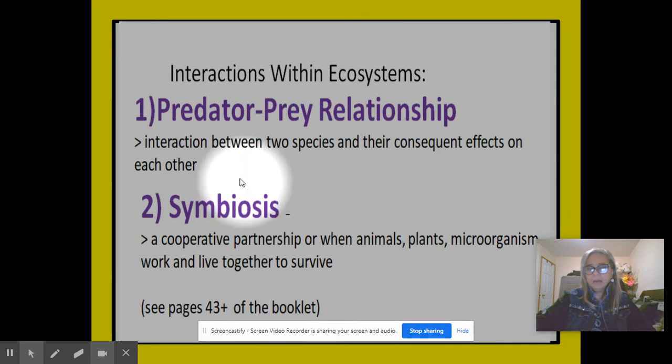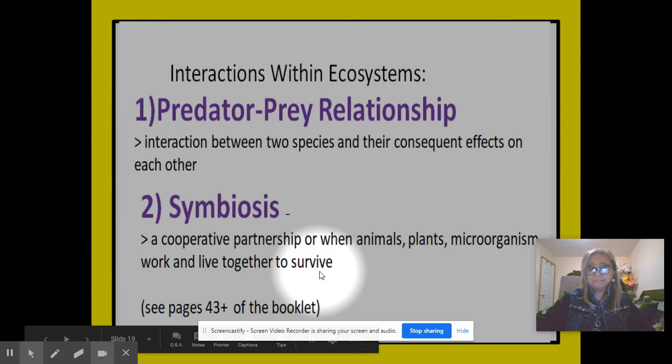Now, as a review, we had what we call the predator-prey relationship. This is the interaction between two species and their consequent effects on each other. Now, this particular DI, or direct instruction video, would be all about symbiosis. This is the cooperative partnership, or when animals, plants, and organisms work and live together to survive.